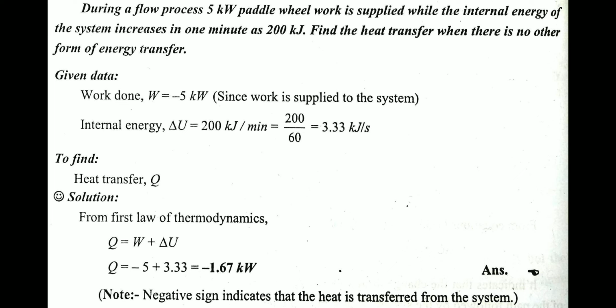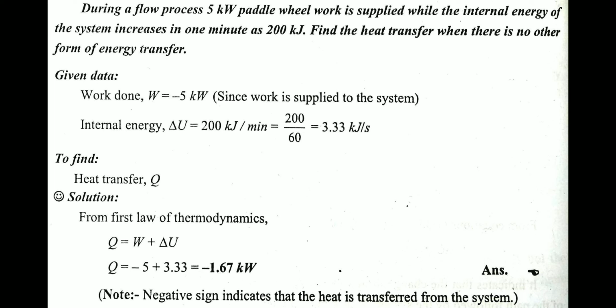And also, in the given data, 5 kilowatt paddle wheel work is supplied into the system, that means work input. Work input means it is a negative sign. That's why in the given data, work done I note as minus 5 kilowatt. Work input means minus, work output means plus sign. Find the heat transfer while there is no other form of energy transfer.